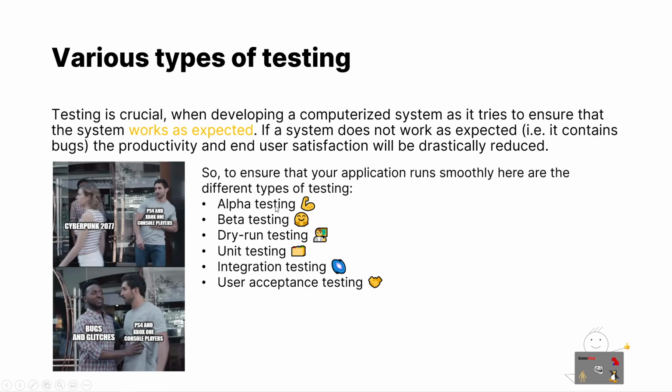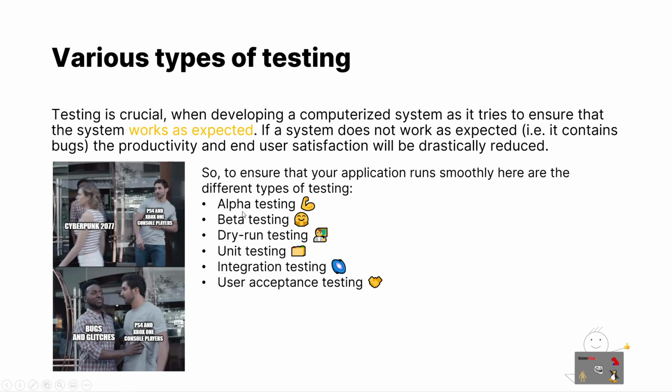And finally, we have the various types of testing. We now have our new system up and running, and we want to test if it's working fine. Testing is a really crucial part when developing a computerized system, as it tries to ensure that the system works as expected. If a system does not work as expected, for example, it contains bugs, the productivity and end user satisfaction will be drastically reduced. So to ensure that the application runs smoothly, here are different types of testing.